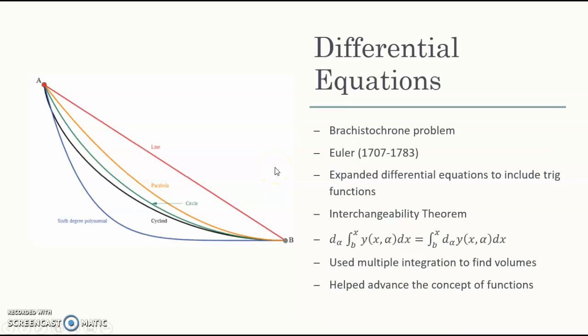Okay, moving on to differential equations. We have the Brachistochrone problem. This examined the fastest way to get from point A to point B, and most people would look at this and think, oh, it's the straight line, but this isn't necessarily the case, and sometimes it's not always the shortest route. It depends on how you're accelerating down there, and it's just a little bit different to look at.